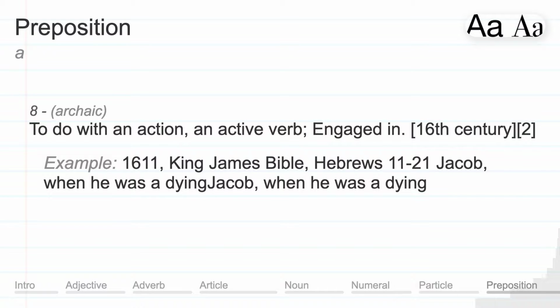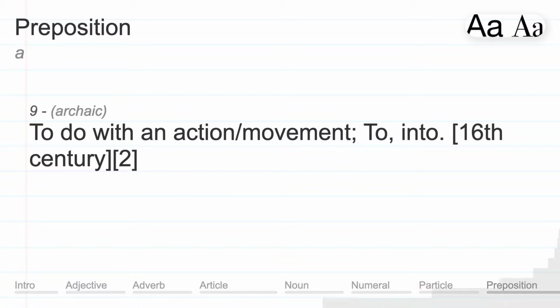To do with an action, an active verb, engaged in. 16th century. 2. Example: 1611, King James Bible, Hebrews 11:21. Jacob, when he was a dying, blessed both the sons of Joseph. To do with an action, movement. Into. 16th century. 2.